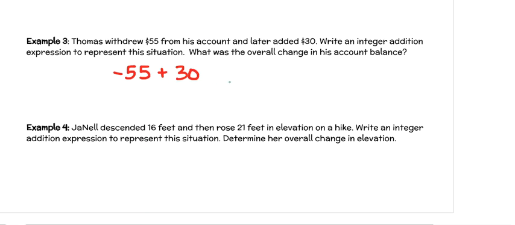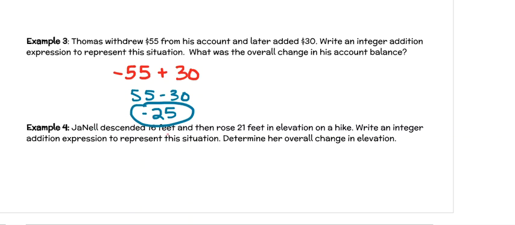And your answer, so this time, these are different signs. You're doing 55 minus 30, which is 25. And 55 is a larger number. It's negative, so your answer is negative. Negative $25 is the overall change in his bank account. All right, the next problem.